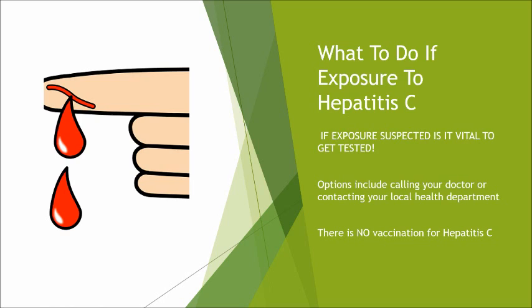So what do you do if you've been exposed to hepatitis C or suspect exposure to hepatitis C? Well, it is absolutely vital to get tested. So you can call your doctor or you can contact your local health department, because remember, there is no vaccination for hepatitis C. So the doctor will draw blood to look for the hepatitis C antibodies and do a blood test called the RNA blood test. The doctor will prescribe antiviral medications, which must be taken as prescribed, and then it is very vital to have follow-up testing to make sure that the antibodies are not still in your system.